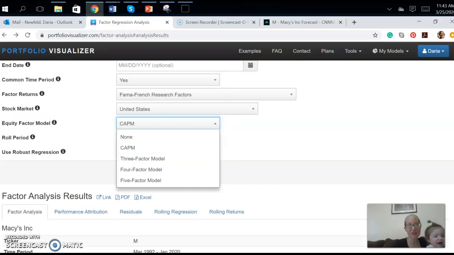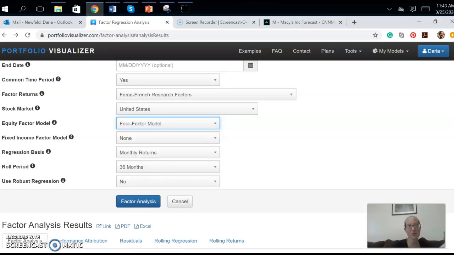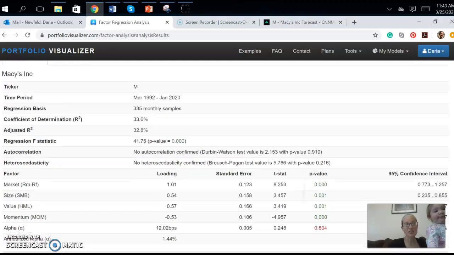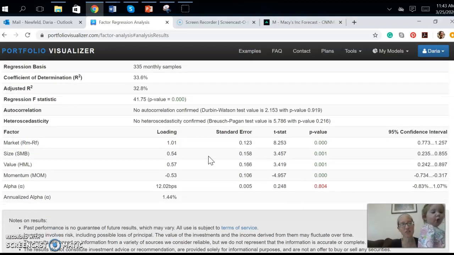go back again for the 4-factor model, where we're also going to include a momentum term. So talk about how the alpha values have changed over time. Now when we see the 4-factor model with momentum included, I actually see a positive alpha coming out. So which model do I think is going to be most accurate to use?